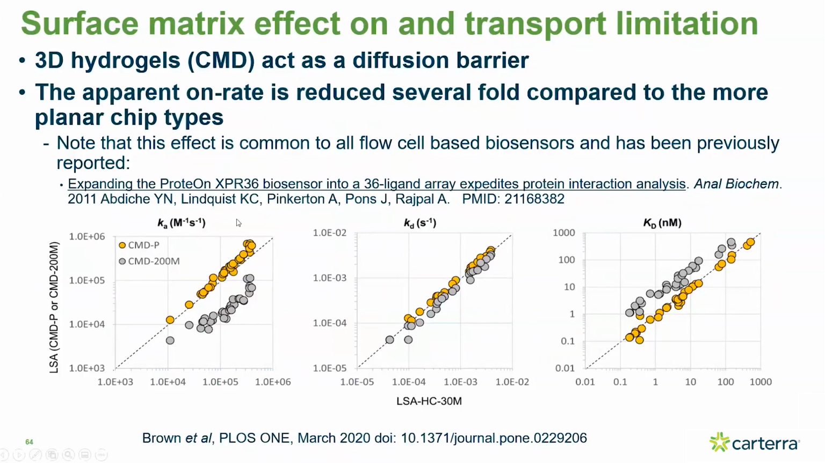This is not the first time this effect has been reported. The group at Pfizer did a study on their Proteon looking at different chip types and saw a very similar result that was published back in 2011. So this is sort of a universal effect of heavily matrix chip types.